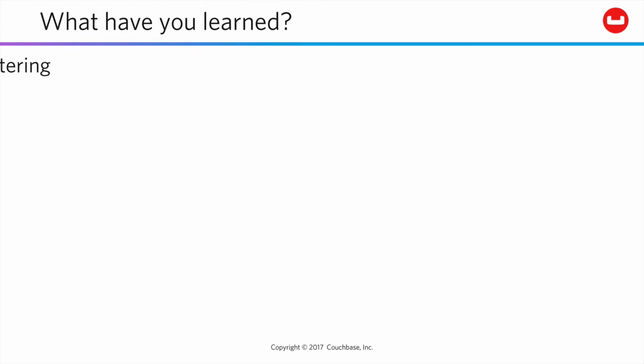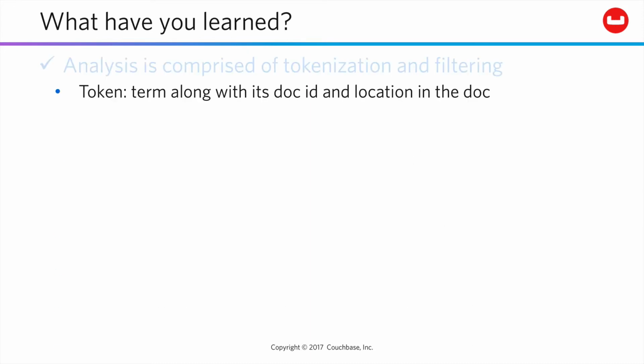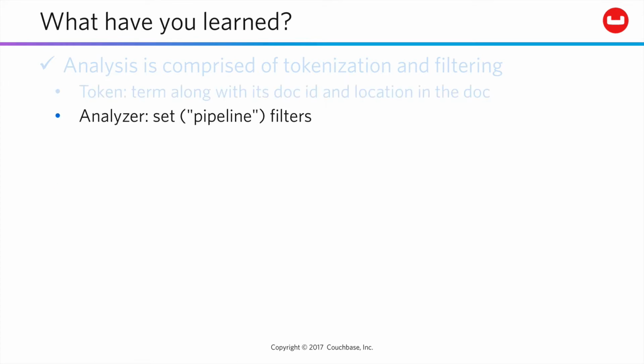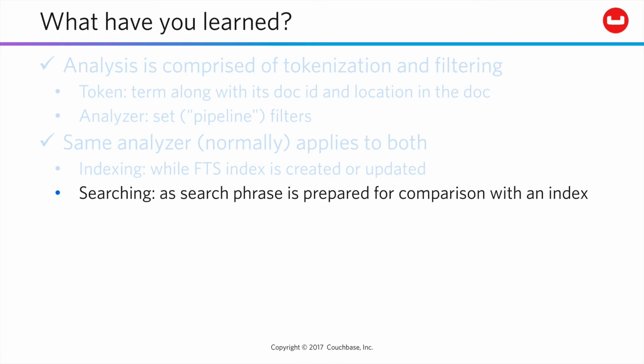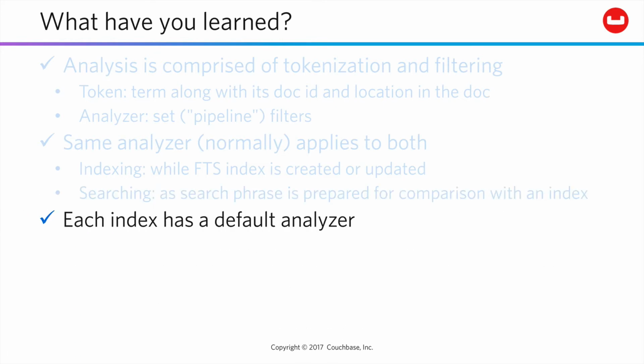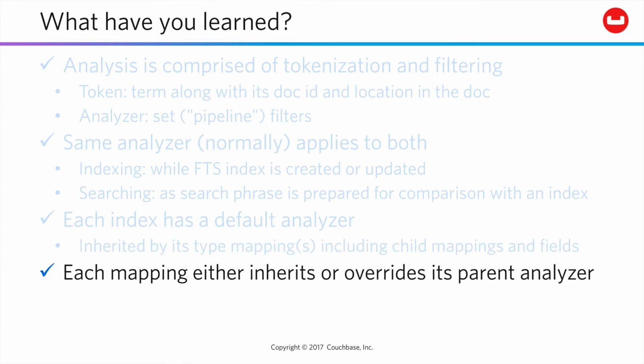So what have you learned? Well, analysis boils down to tokenization and filtering. A token is essentially a term plus its document ID and offset position within that document. An analyzer is a tokenizer and a set or pipeline of filters, character filters, token filters, and so on. The same analyzer will normally be used for both indexing and searching. Each index has a default analyzer, normally the standard analyzer, which is inherited by each of its type mappings and all child mappings. However, each mapping can override the analyzer it inherits from its parent.